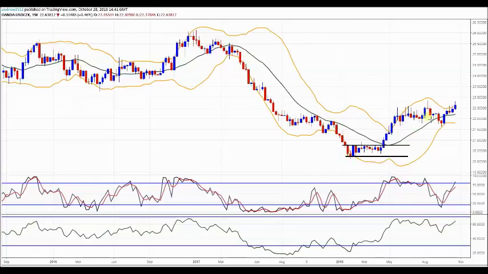Okay. Now we do dip below the 20-week average here. This is where we got interested in going long, because we come down to oversold. We're following this in the guest pair section, so you can track us daily with what we're doing with this pair. So we just bought it, came through the 20-week again, and now we're going up.